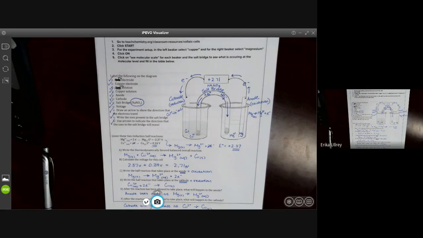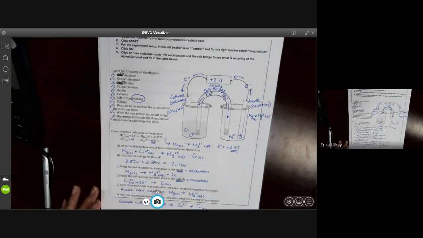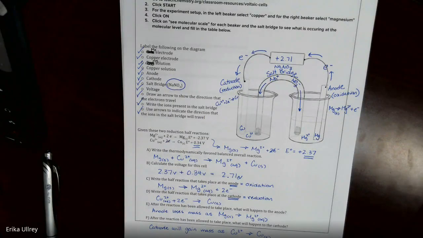Okay. Any questions on this? Should we try a little bit more practice together? Does that help to see it this way? So back to our virtual lab here, because I didn't show you what's going on at the salt bridge. So you can actually see this on the salt bridge as well.